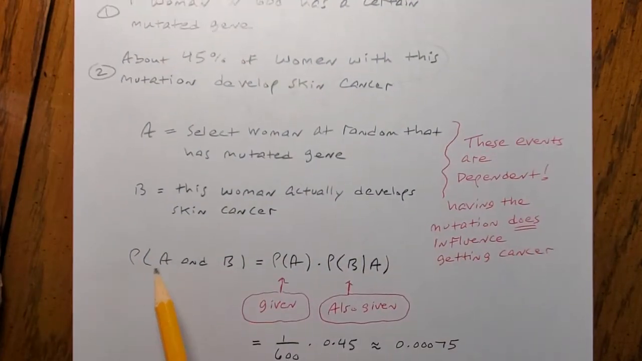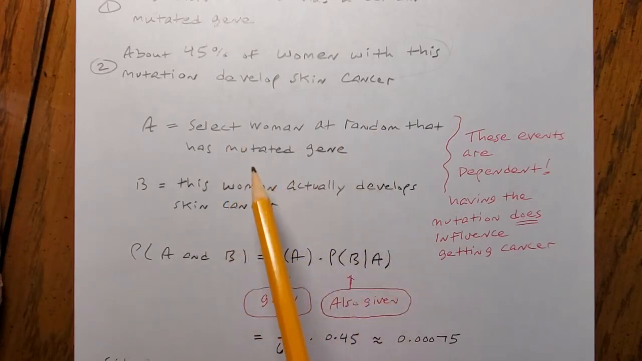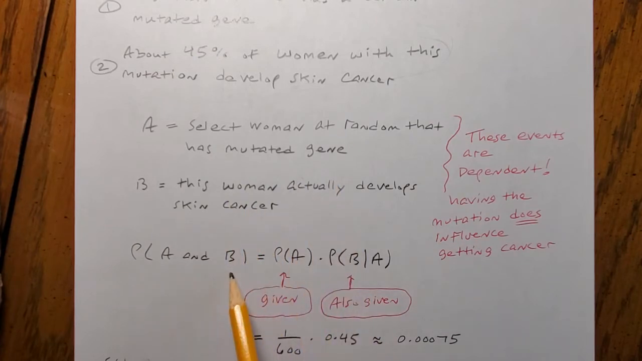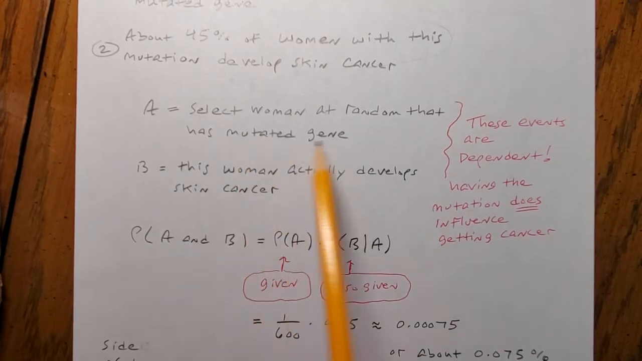So, if you want to know the odds of choosing, by random choice, a woman that has the mutated gene, who then goes on to get skin cancer, according to our multiplication rule, it is the probability of selecting a woman at random that has the gene mutation, and that happens to be given, times the odds that that woman with the mutation will go on to get skin cancer. That's the probability of B, given that A already happened. That's also given, okay? Why do I say that?